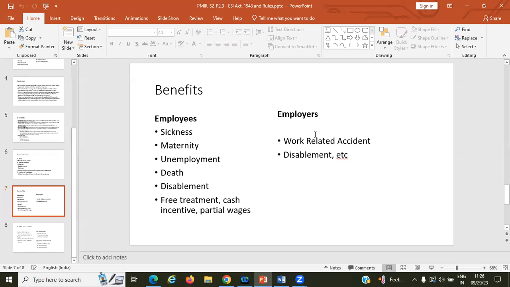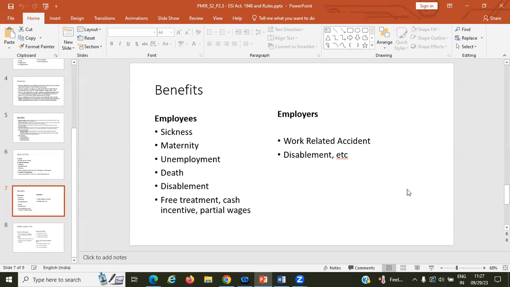Then for employers, what are the benefits? Employers also get benefits from ESI: work-related accident, disablement. So it is giving all these benefits. We saw that in the earlier slide. Here we have listed all the benefits.